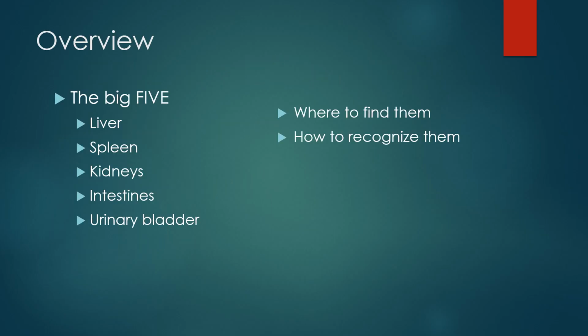So the large structures that we are going to cover in the abdomen will be the liver, the spleen, the kidneys, the intestines, and the urinary bladder. We're going to talk briefly about how to find them, how to recognize them, and I will try to mention how to make diagnostic images of them. That part should be a review for you.